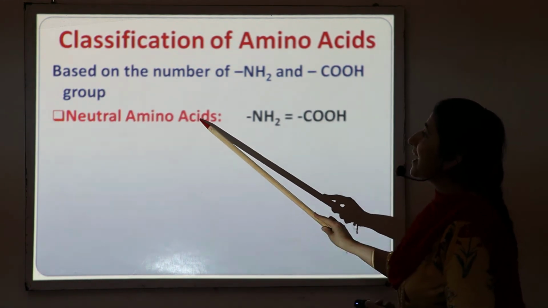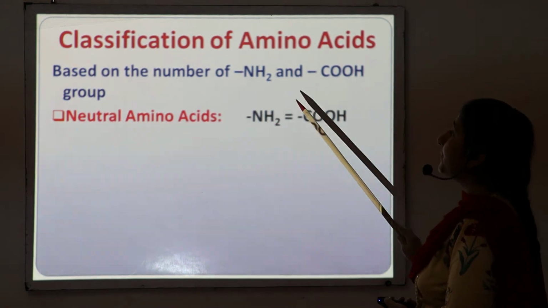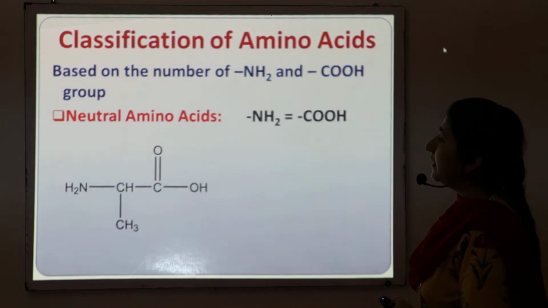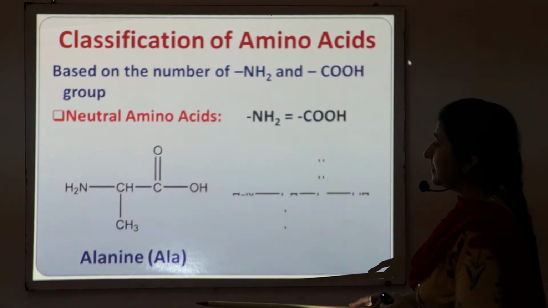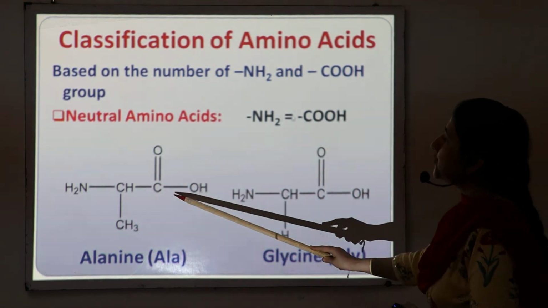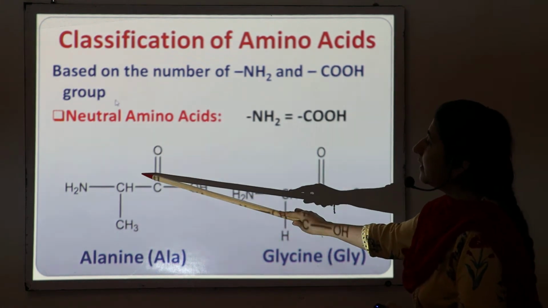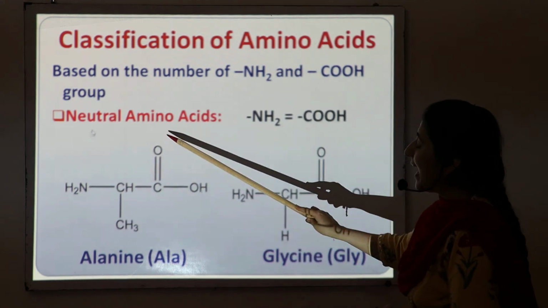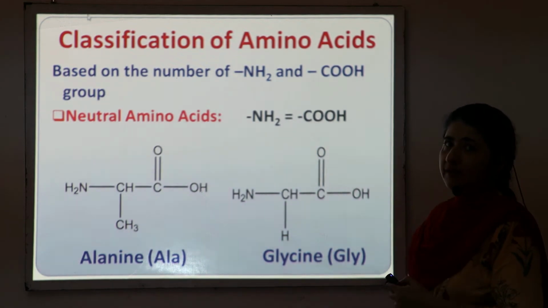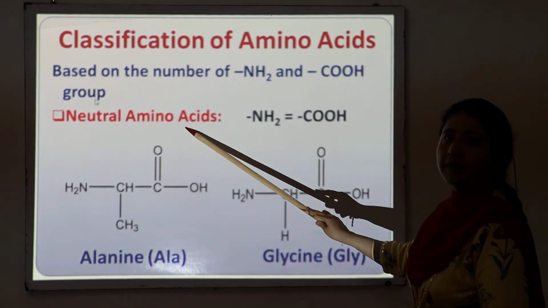Neutral amino acids are those amino acids which contain amino and carboxylic groups in equal number. For example, we have two amino acids, alanine and glycine. In this case, these two are neutral amino acids because they contain one amino group and one carboxylic group. So the number of amino and carboxylic groups are both equal. That is why these two amino acids are neutral amino acids.